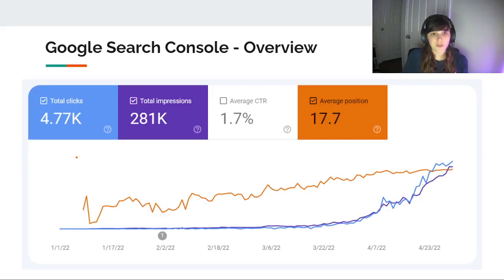So my Google Search Console overview, from when the site was first indexed by Google, I've gotten a total of almost 5,000 clicks with over 250,000 impressions, which when you think about that is wild. We have a nice uptrend on the average position, and across the entirety of its inception, it's at an average of 17.7, but we can imagine at the end of month 4, it was doing much higher.